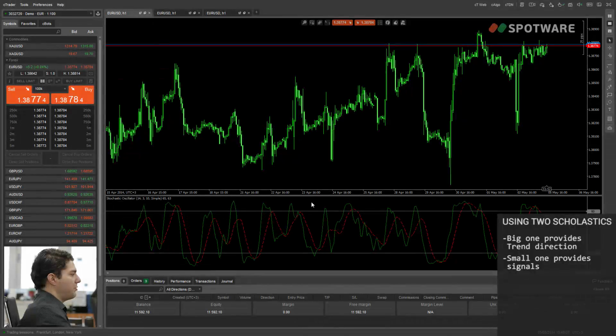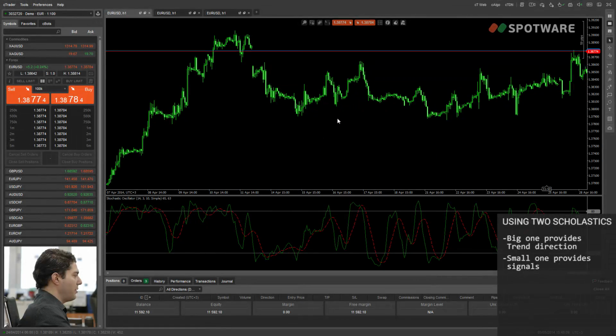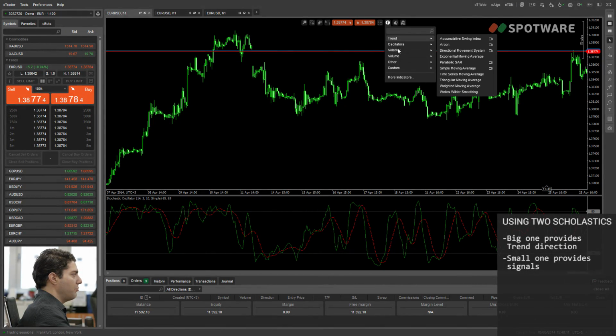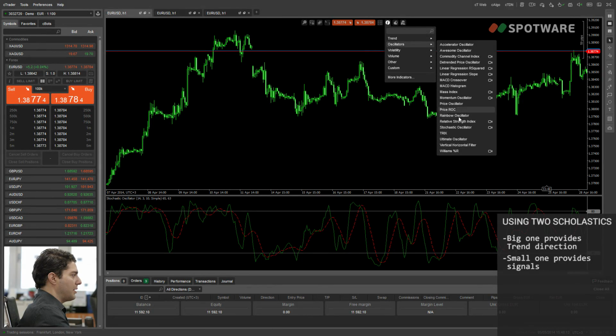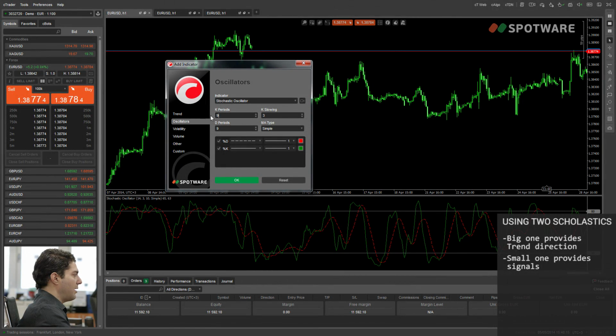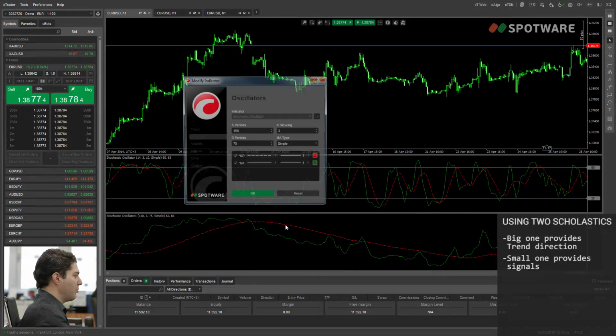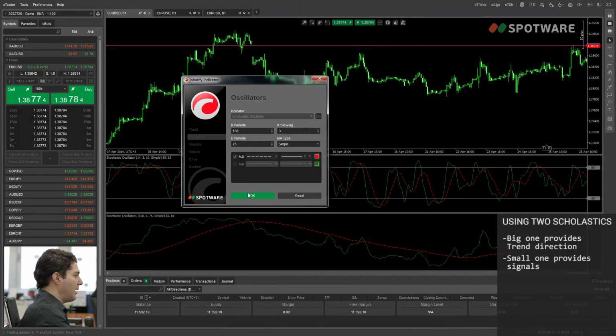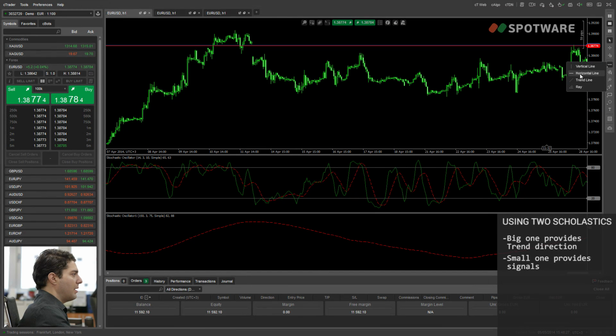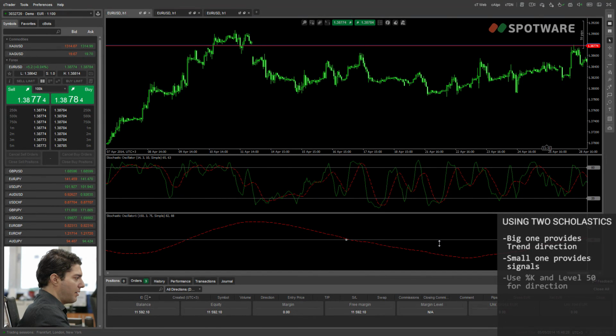We have here the first stochastic oscillator that we drew, the one with the default periods. So what we're going to do is draw one more stochastic. This one is going to have high periods. I'm going to put 150 for K and 75 for D. And then I'm going to remove the K line completely. And we're going to mark the level 50. So here's the level 50.